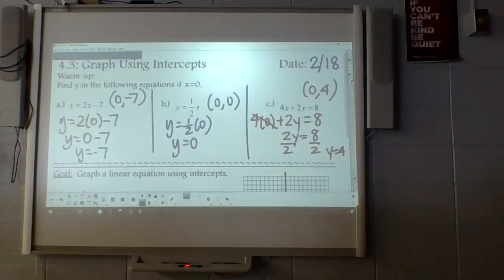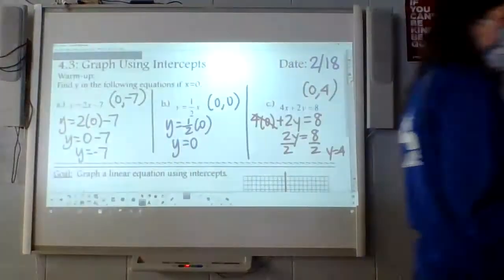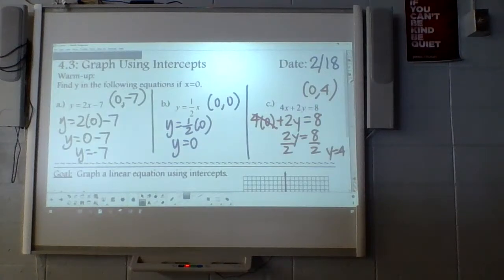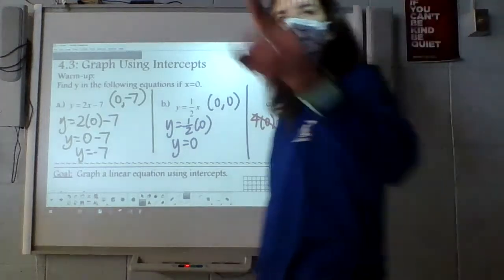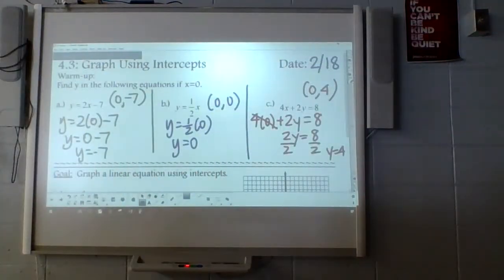Looking at those 3 points, does anyone notice something that they have in common? Probably it's kind of obvious to begin with, but what do you know, Griffin? They have zeros for the x, right? So if I were to graph them, where would they all show up? On the line. On which line? The y line, yeah. So all of these points would show up on the y-axis.